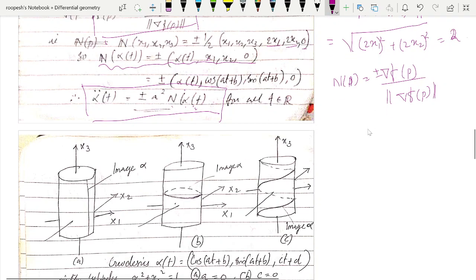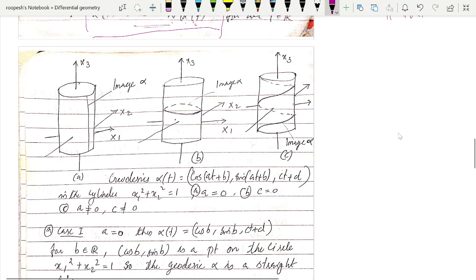So let us have some values for a, b and c, and you will get the curve like this. The first one, alpha of t is equal to cos at plus b, sin at plus b, ct plus d. In the cylinder, x1 square plus x2 square equal to 1. When a equal to 0, it will become cos b, sin b and ct plus d. In this case, cos b, sin b, squaring and adding, you will get 1 itself. So it is the unit circle. Now ct plus d represents the straight line, right? So what you are getting is all the unit circles arranged along the x3 axis. So that is nothing but the cylinder, right?